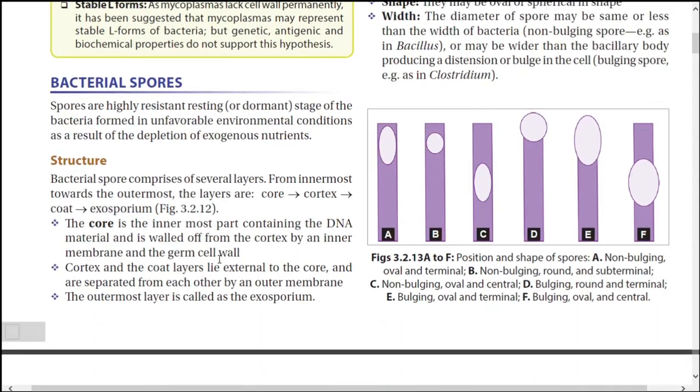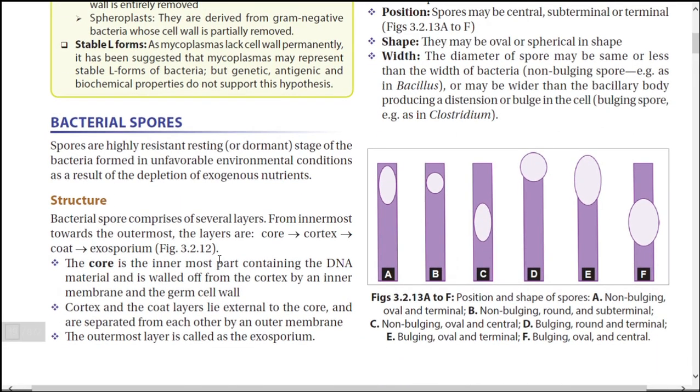Next, bacterial spores. From innermost towards the outermost, the layers of spores are core, cortex, coat, exosporium. Core is the innermost part and contains the DNA material. Cortex and coat lie external to the core and are separated from each other by a membrane, and the outermost layer is called exosporium. So we have core, cortex, coat, exosporium.